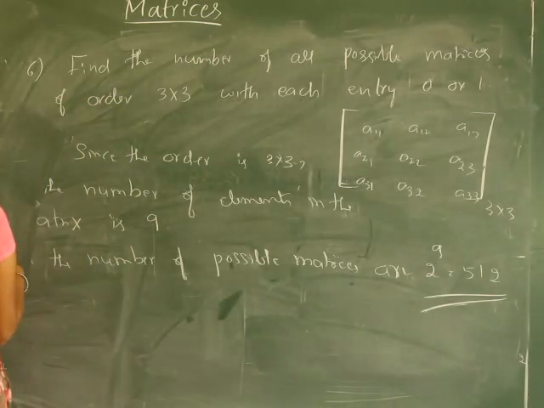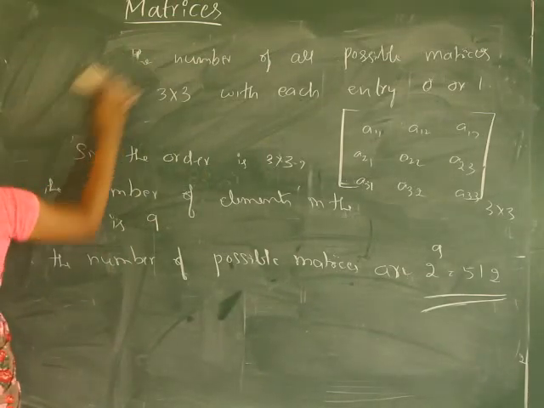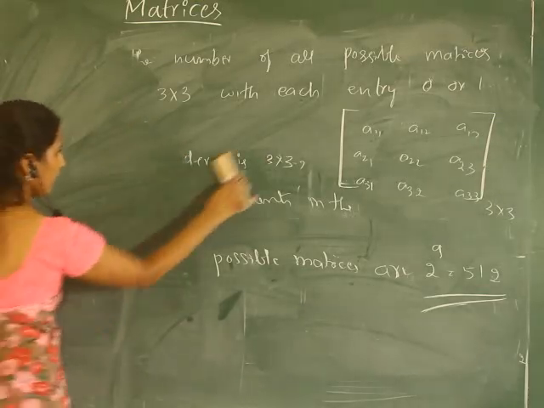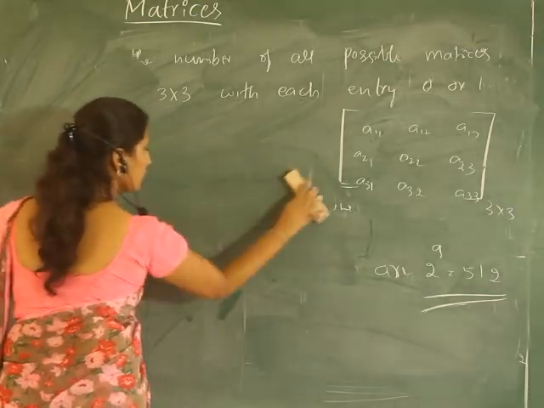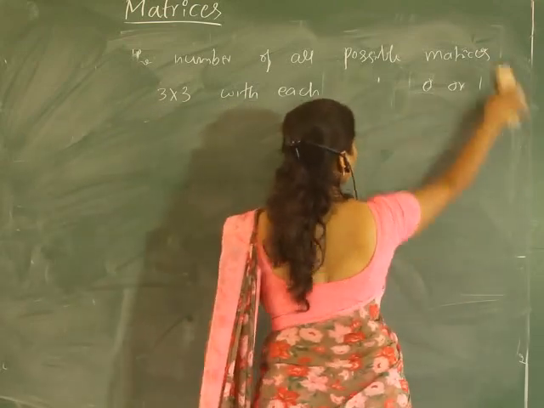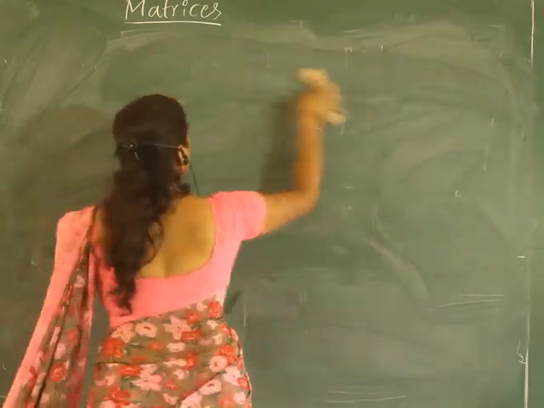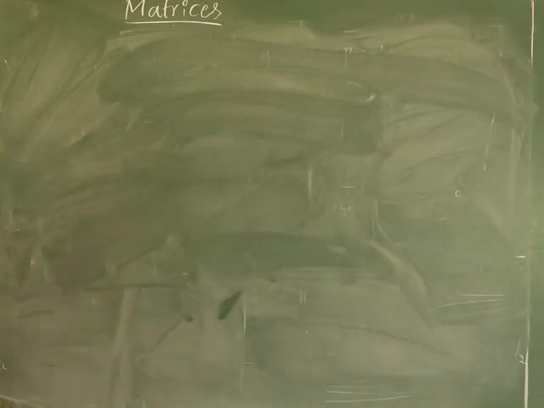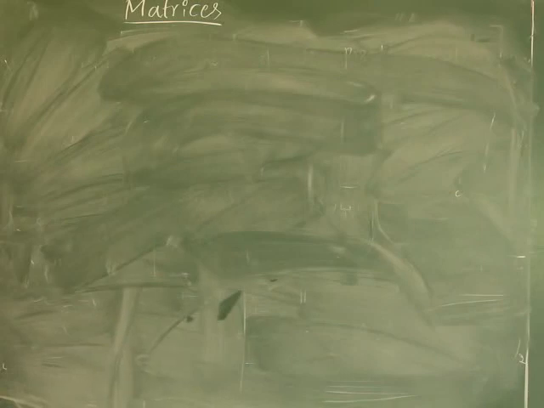This may be asked for 1 mark. They can ask 4 by 4 also, or a matrix of any other order, but this is a simple application of permutation or arrangement. Next, homework.